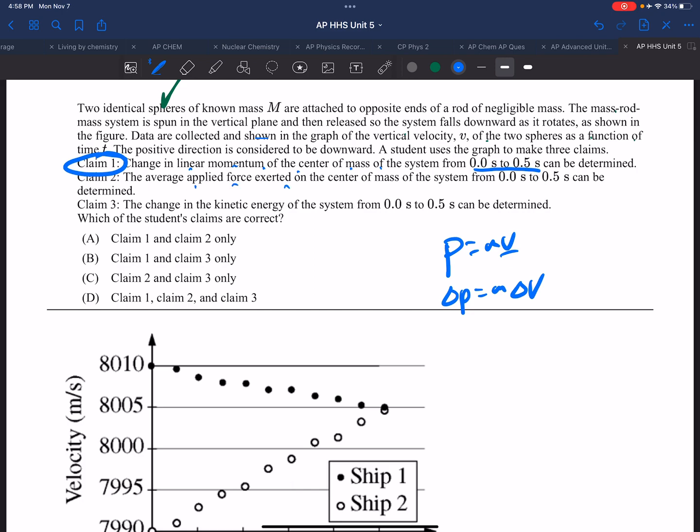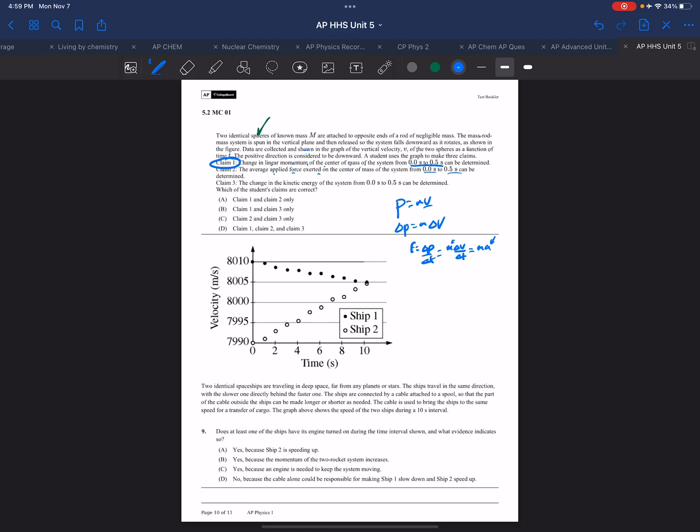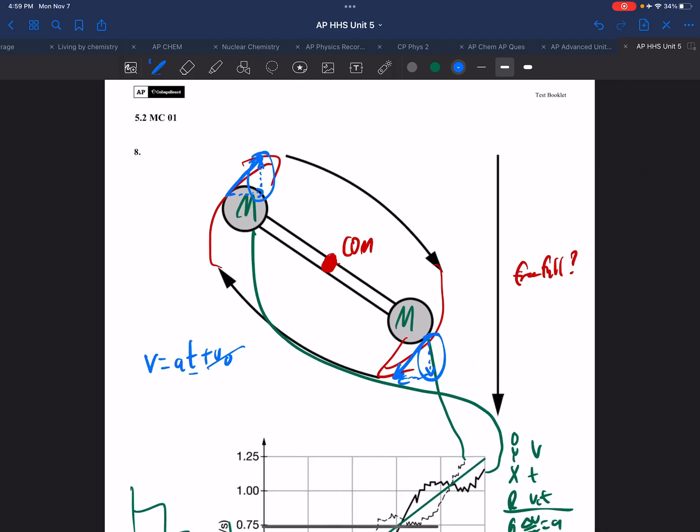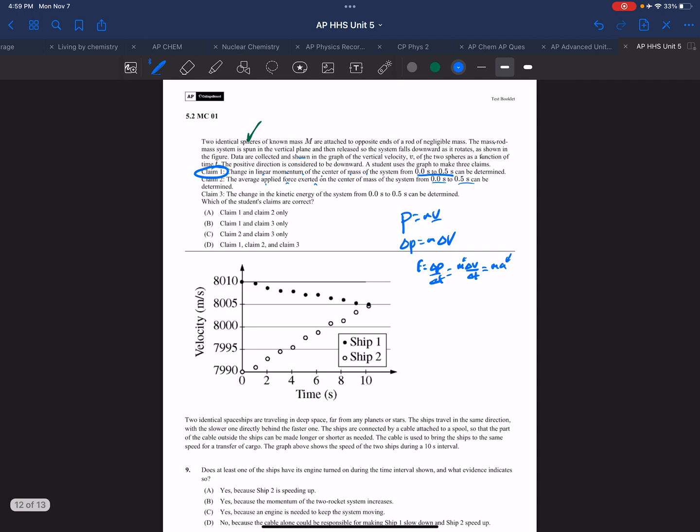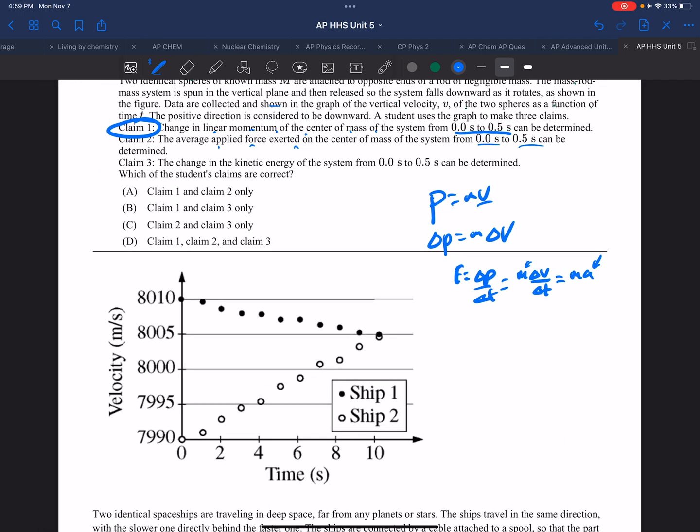The average applied force on the center of mass from 0 to 0.5 can be determined. Well, the force is the rate of change of momentum, which is m delta v over delta t. And wait a minute. We know the mass, and delta v over delta t is the acceleration. We know the acceleration of the center of mass, right? We can forget this whole shenanigans of this thing revolving. We can treat this whole thing as just a body that's in free fall, accelerating at g. So if we know the mass, which we do, we know the delta v, we know the delta t, of course we can find the average applied force.